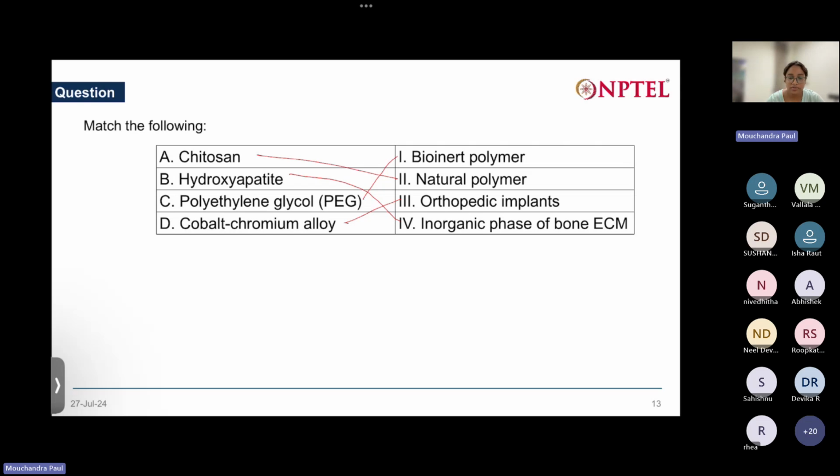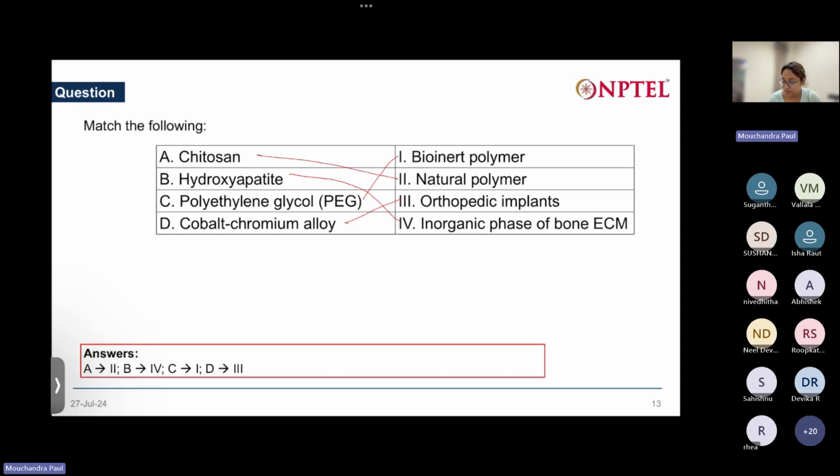So let's go one by one. Okay, we have matched it. This is the correct answer, by the way, but first we have to understand why it is. So anyone, what is a natural polymer? What is the difference between natural and synthetic polymer? Natural polymer means it is naturally available, like vegetables. You're trying to say that it is available from a natural source, like animals, plants, right?